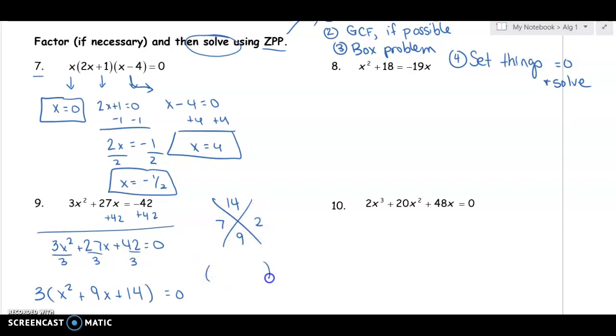So we're going to make it 2 sets of parentheses. Our 3 goes out in front. X goes in the front of both of those parentheses. And since it's positive 7, it's plus 7. Positive 2, you put plus 2.